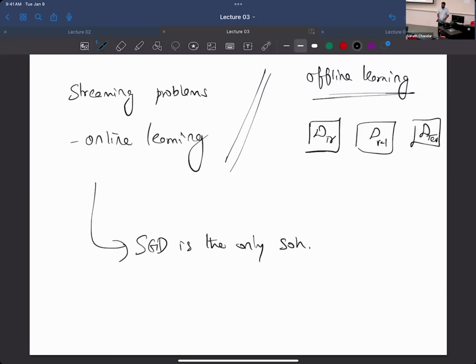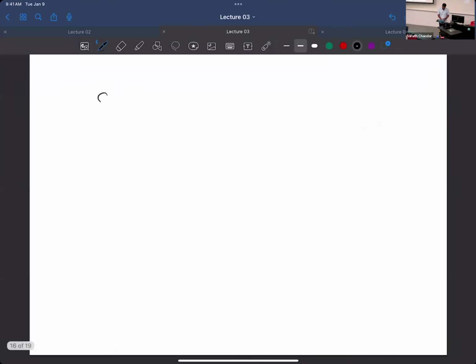Is that clear? So typically, we will do SGD when you have a large data set that doing full gradient descent is computationally expensive, right? Or when you are in online learning settings.